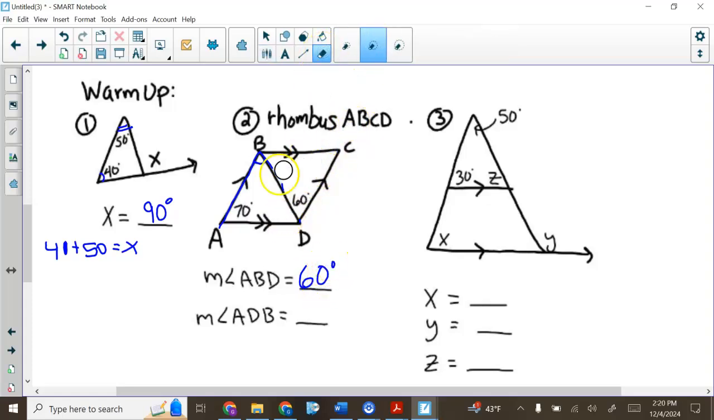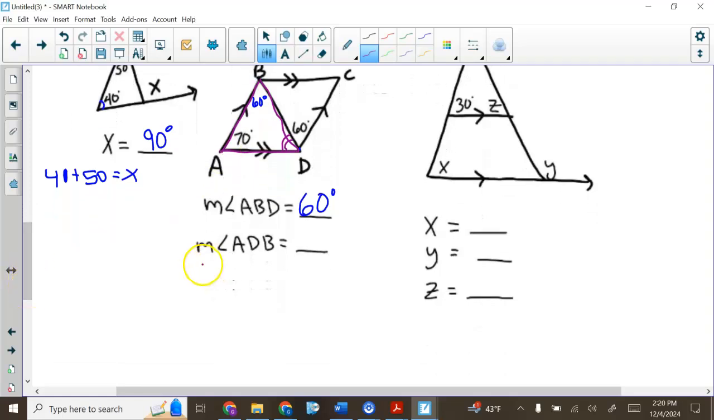And then we actually need to use that measure to find the next angle. So 60 degrees. The next angle is angle ADB. Well, now you have a triangle. So this is the angle I want. I know the other 2 angles in a triangle, so I can subtract to get that third angle. So we can go 60 plus 70 plus x. Remember that degrees in a triangle is 180. So we can subtract 130 from 180 to get the angle to be 50 degrees.